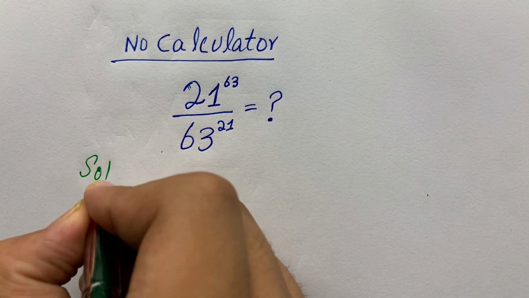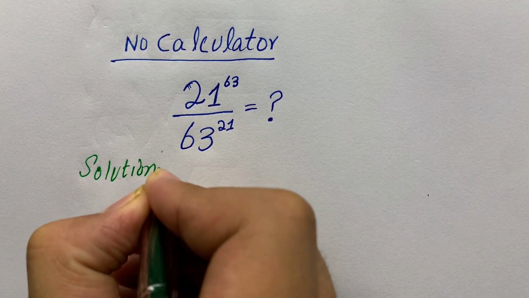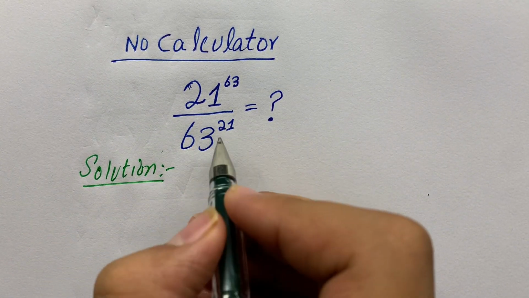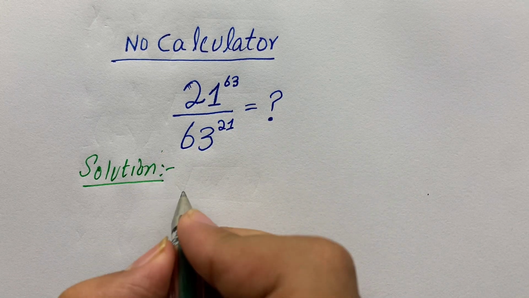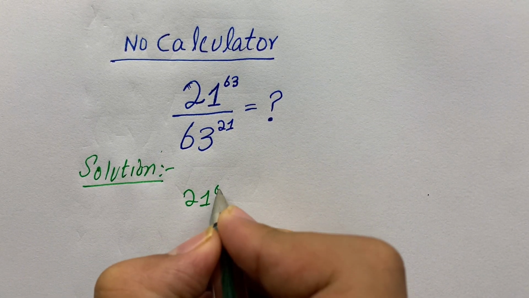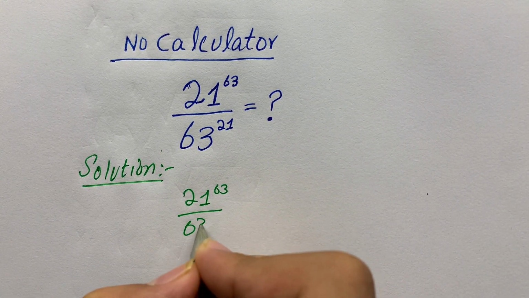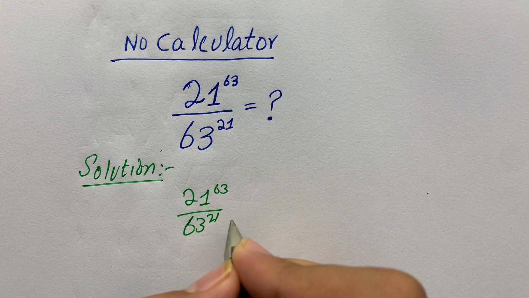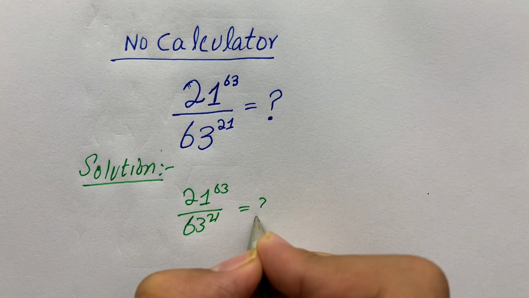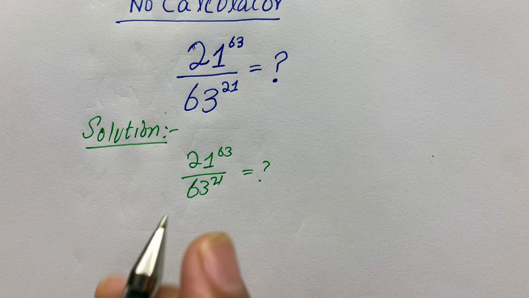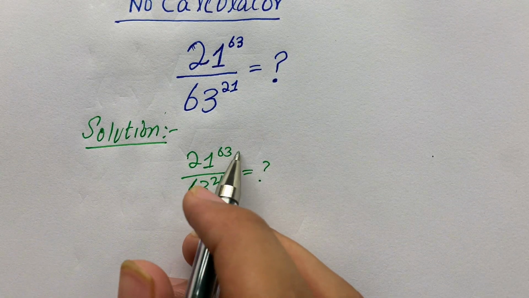Hello student, today we are solving a question without a calculator. A very nice and tricky math Olympiad problem. 21^63 divided by 63^21 is equal to unknown. So we are finding this unknown value.